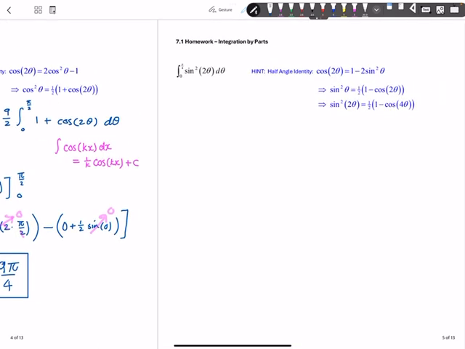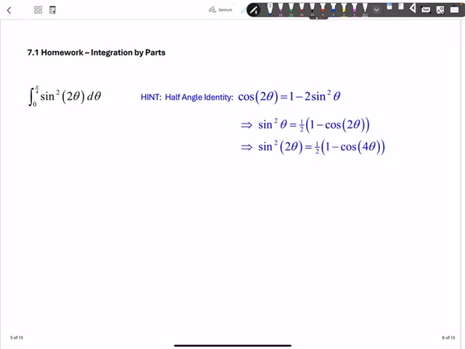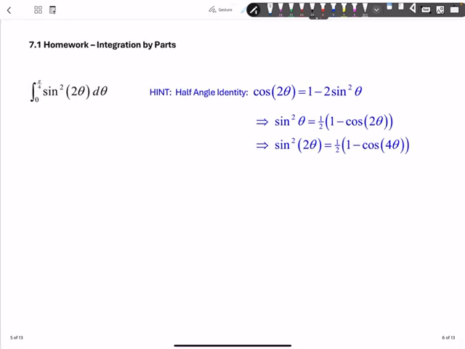All right, so the next problem, again, I said was similar. It also needs a half angle identity. This time we're going to use the identity cosine of 2 times theta is equal to 1 minus 2 times sine squared of theta. Specifically, if we rewrite this, sine squared of theta is equal to 1/2 times 1 minus cosine of 2 theta.